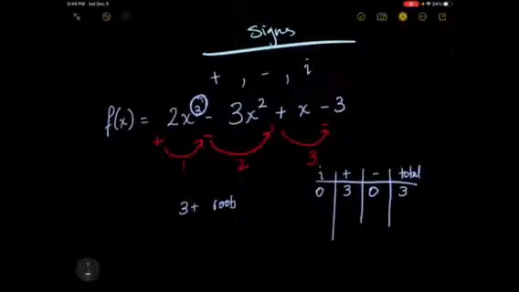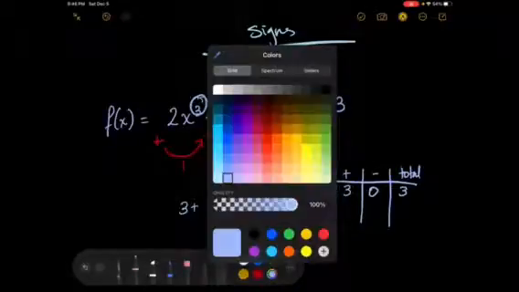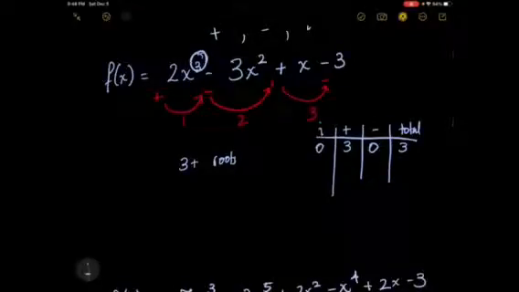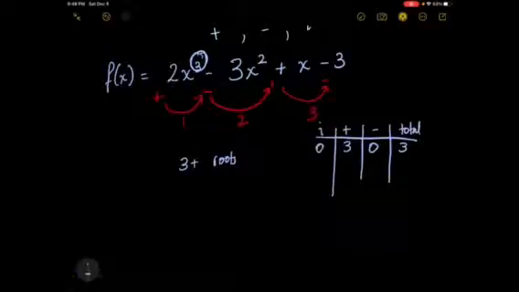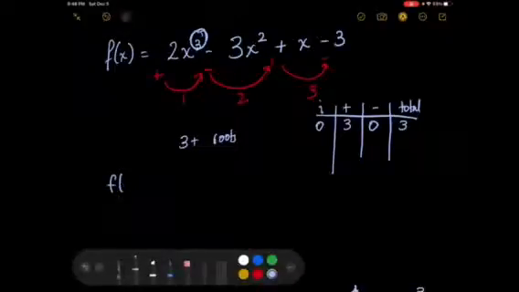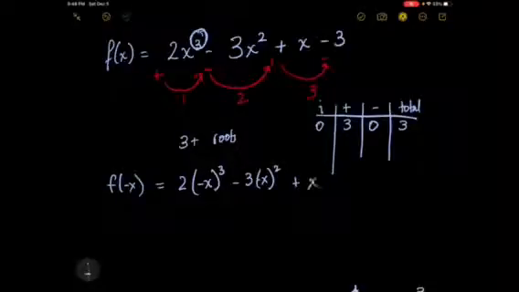Now, we can also figure out the number of negative roots by using f of negative x. If f of x is equal to 2x cubed minus 3x squared plus x minus 3, we can figure out what f of negative x is by plugging in negative x for x. So this would get me 2 times negative x cubed minus 3 times negative x squared plus negative x minus 3.